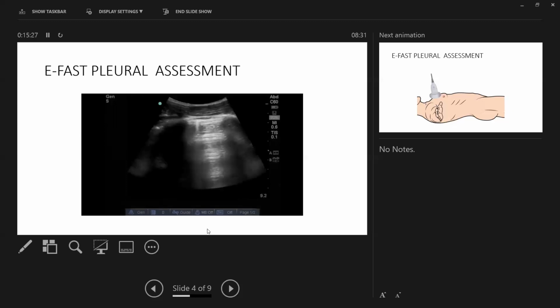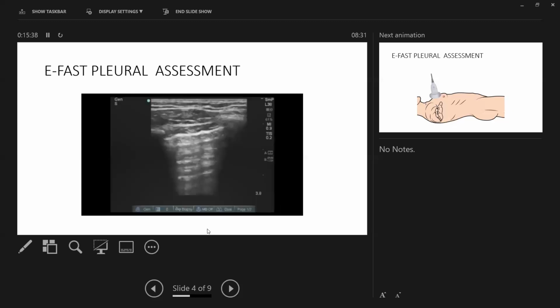Here you can see another example. Two ribs, pleural line in between with a lot of reverberation artifact from free air within the hemithorax. And we have no sliding at the pleural line, and we have a pneumothorax. There's another example. Every time the person tries to breathe, you see the chest wall move slightly. However, you do not see the pleural line slide. This patient also has a pneumothorax.